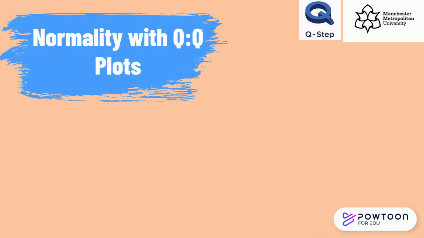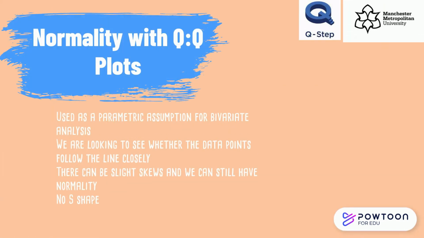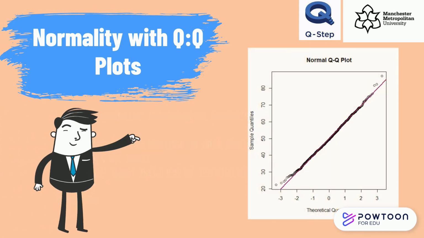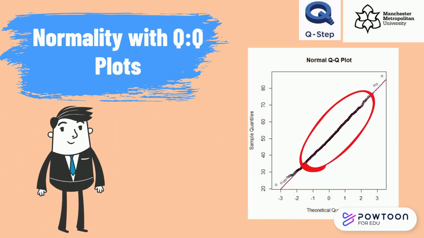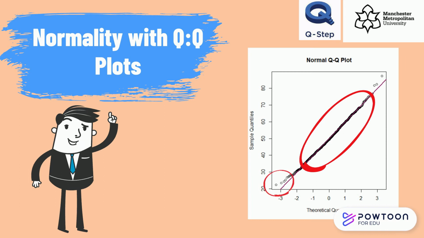QQ plots are used as a parametric assumption to test for normality in bivariate analysis. When examining the plots, we're trying to identify whether the data points follow the line closely. We do not want a clear S-shape in our plot, but there can be slight skews in a normal QQ plot. On the right, we can see that this is a normal QQ plot as the data follows the line very closely. Even though there are slight skews to the left of the plot, we do still have normality.